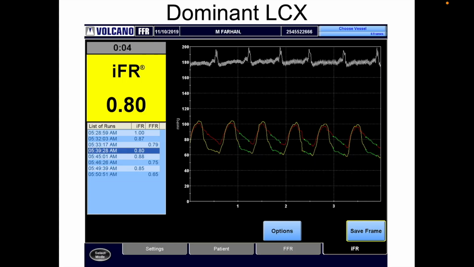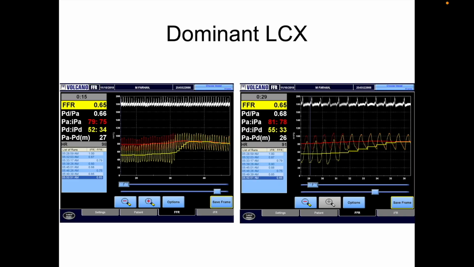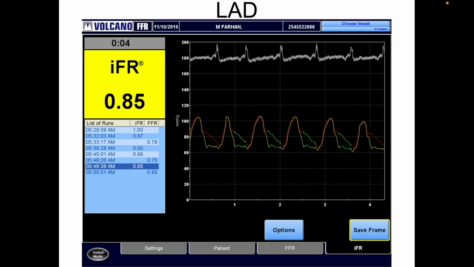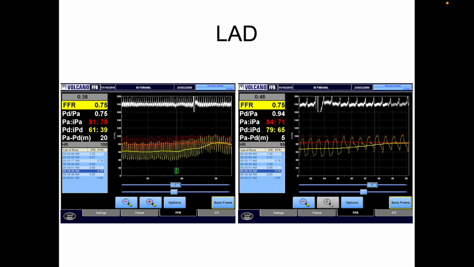Now for the dominant circumflex, the iFR came out to be 0.80, which is less than 0.89, so that is significant. We do not need to perform FFR now, but academically we do things here with our fellows, so we went on to show them the FFR, and with the adenosine the FFR came out to be 0.65 for the dominant circ. So that's again highly significant FFR, and that was expected. In the LAD, however, the iFR was 0.85, which is again significant. And when we did the FFR, it reconfirmed that it was a functionally significant disease.